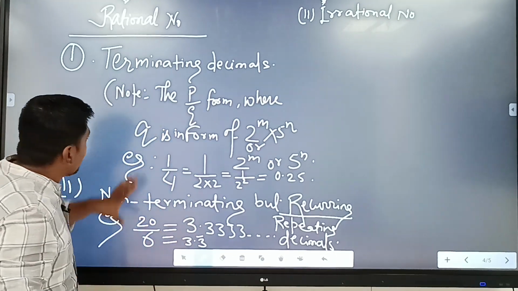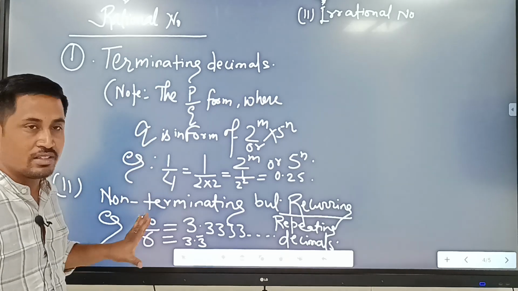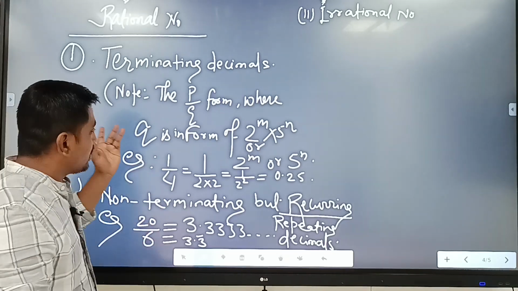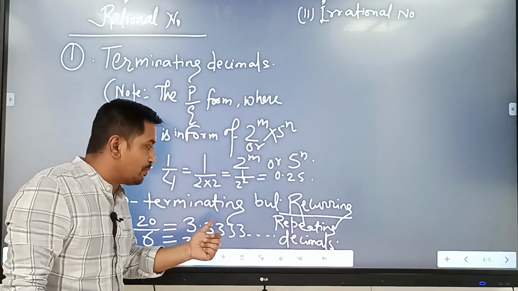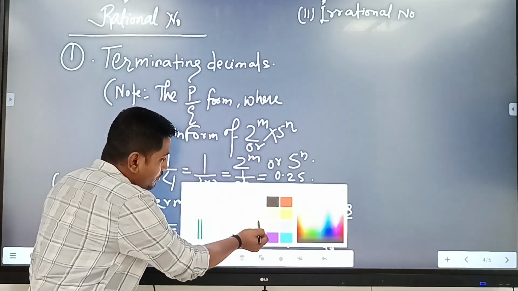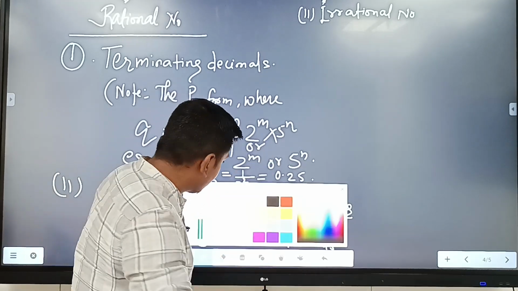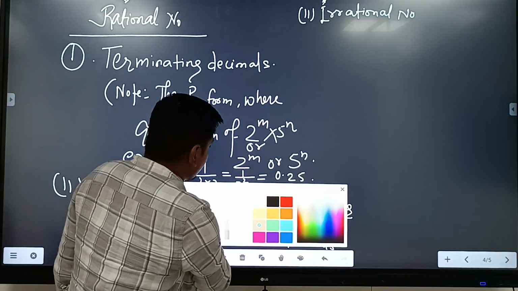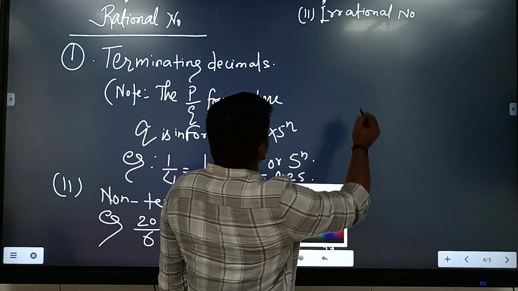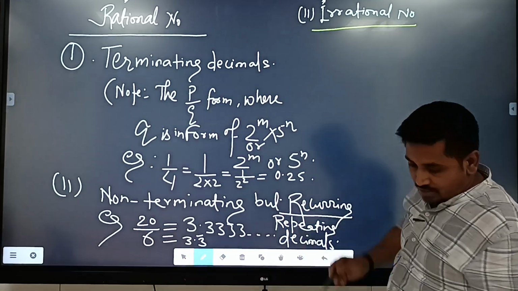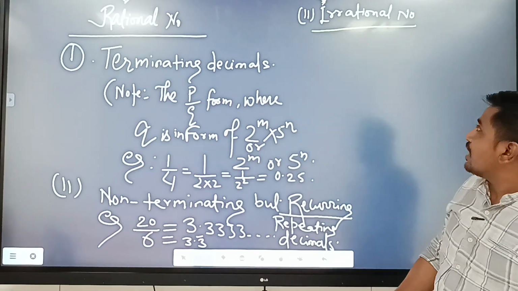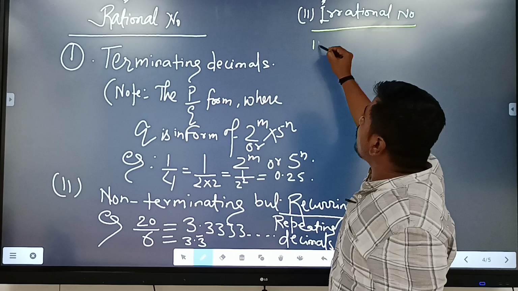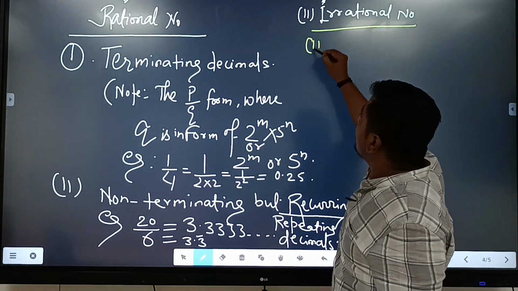So these two kinds of decimal expansions are rational. The first one is terminating and the second one is non-terminating but repeating. I hope it is clear to you all. Please say yes or no. Okay, that's great. So now we will discuss the next one, that is irrational numbers. In terms of decimal expansions, we will discuss the irrational numbers. So what kind of decimals are irrational? Let's see.